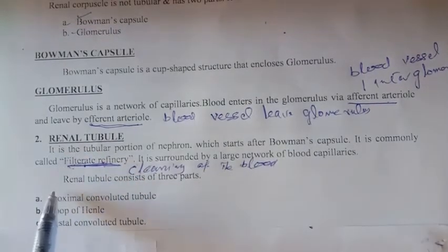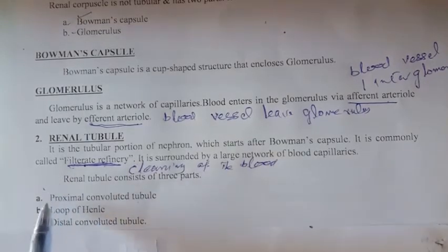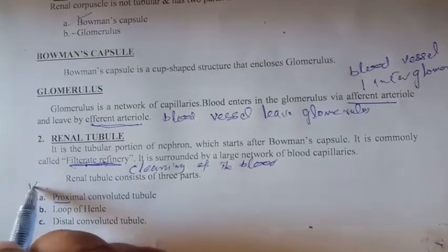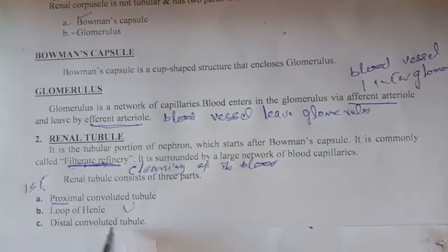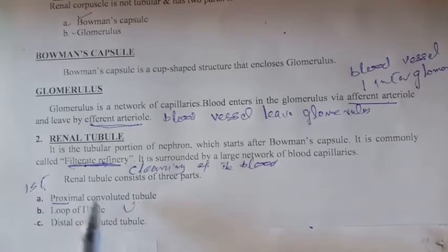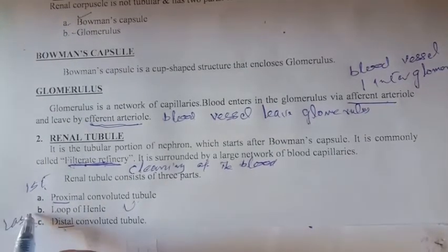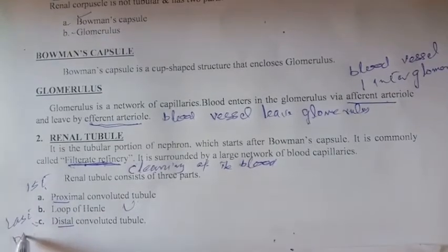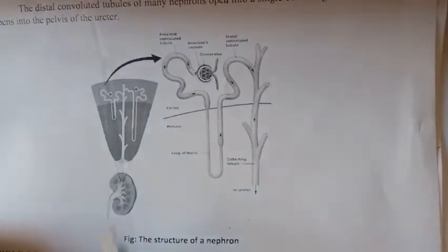The renal tubule consists of three further parts. The first part is called the proximal convoluted tubule. Proximal means first. Then the loop of Henle, which is a U-shaped structure, and the distal convoluted tubule. The last part of the renal tubule is called the distal convoluted tubule. Distal means last part. The diagram shows the whole structure of the kidney.